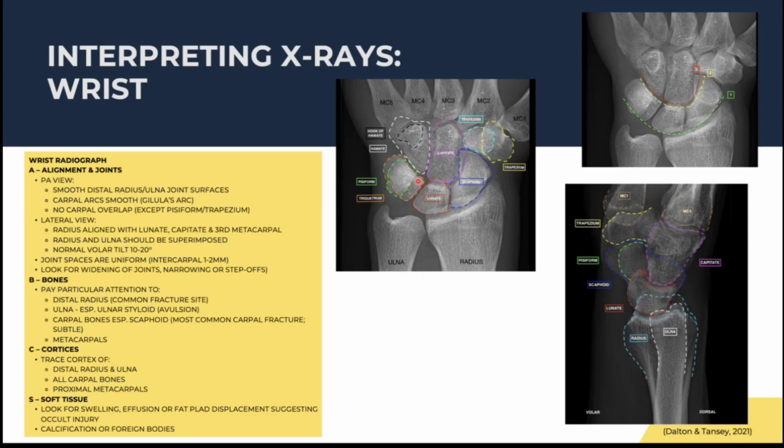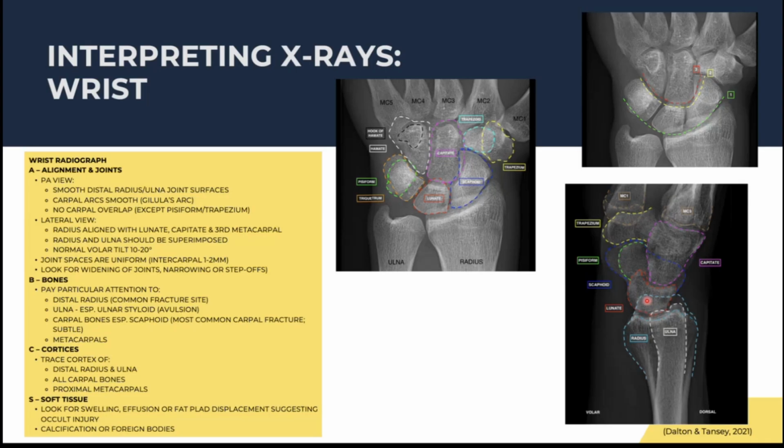that there's no carpal overlap other than the pisiform and the trapezium, which are meant to overlap, which you can see here. On the lateral view, you want to make sure that the radius is aligned with the lunate, the capitate, and the third metacarpal. So we've got the radius, the lunate, the capitate, and the third metacarpal, and you want to make sure that all these are aligned. And the way that we were taught at university is that it's like a cup and a saucer with an apple in it. The radius is the saucer, the lunate is the cup, and the capitate is the apple. So the apple sits in the cup, sits in the saucer.